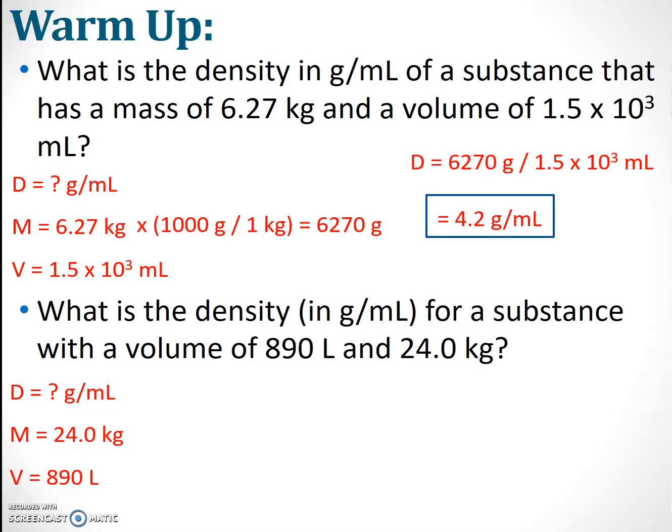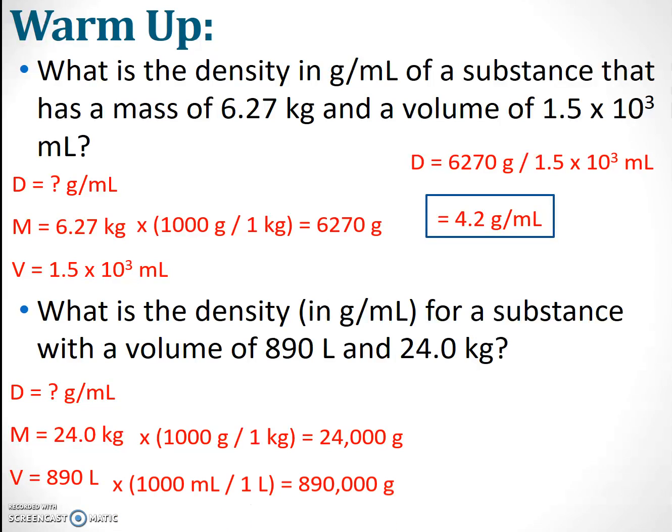So we're going to have to convert both of those before we plug them in. Just like in the first warm-up question, we're going to do the same thing for the kilograms to grams. So we're going to do 1,000 grams divided by 1 kilogram. That's going to give us 24,000 grams. For my 890 liters, it's a similar conversion. We want to get to milliliters. So we're going to do 1,000 milliliters divided by 1 liter. It's going to give us 890,000 milliliters.